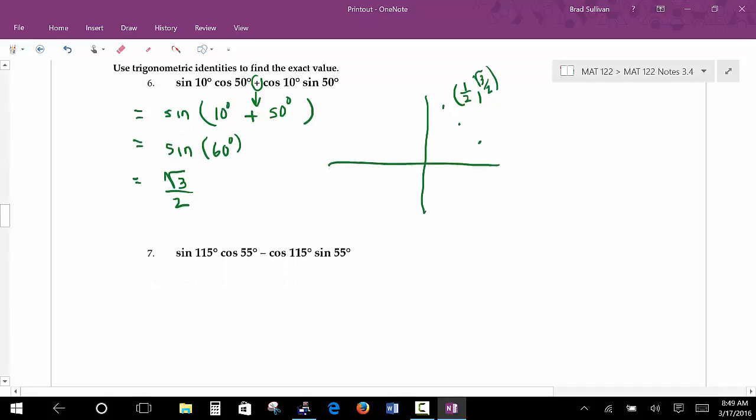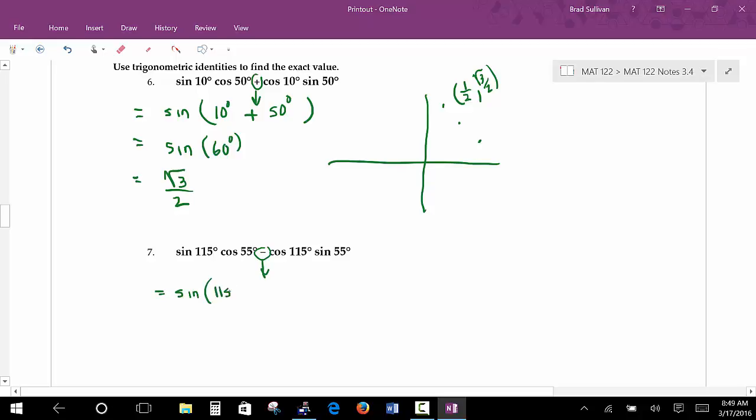Okay, and then the next one is, again, sine, cosine, cosine, sine with this sign. So you're going to do this the same way. You're going to say it's a sine identity, and it's going to be 115 degrees minus 55 degrees. Okay, like that. And then that is going to be sine of 60, again. So obviously we get the same answer, okay?